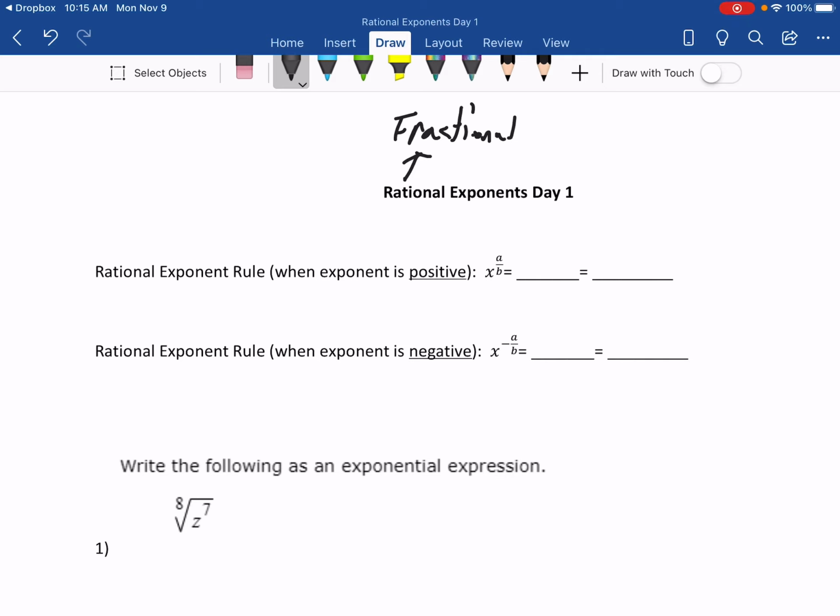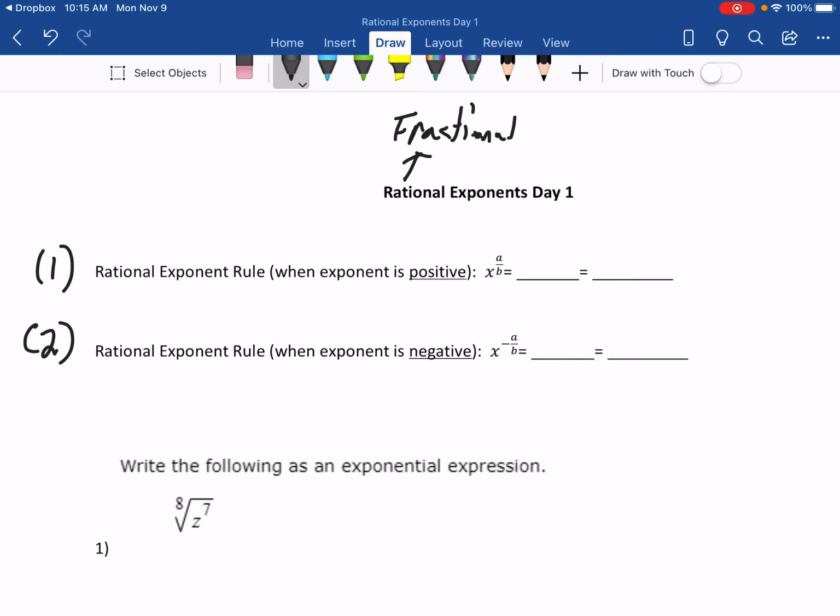Okay, so there are two rules we're going to work with for rational exponents. Rule number 1, rule number 2. Rule number 1 involves when the exponent is positive. So like x to the 1/2, y to the 2/3. It's in the form of x to the a over b, x to the something over something. That's our ratio, our fraction, right?